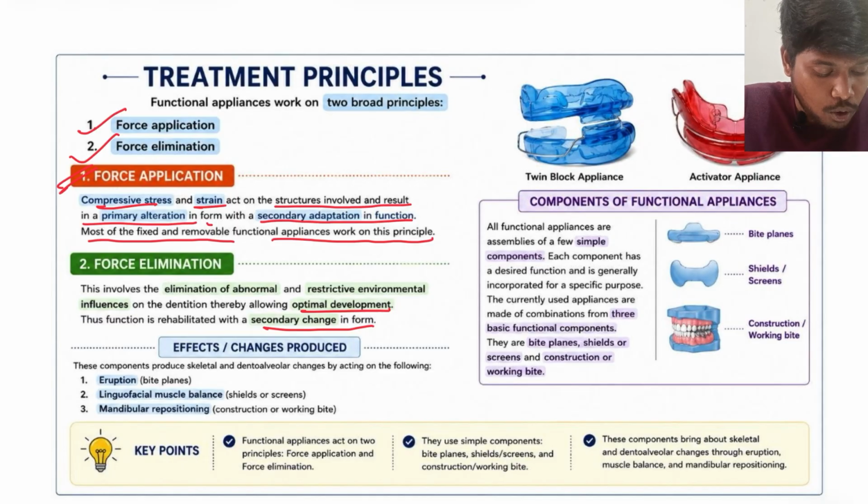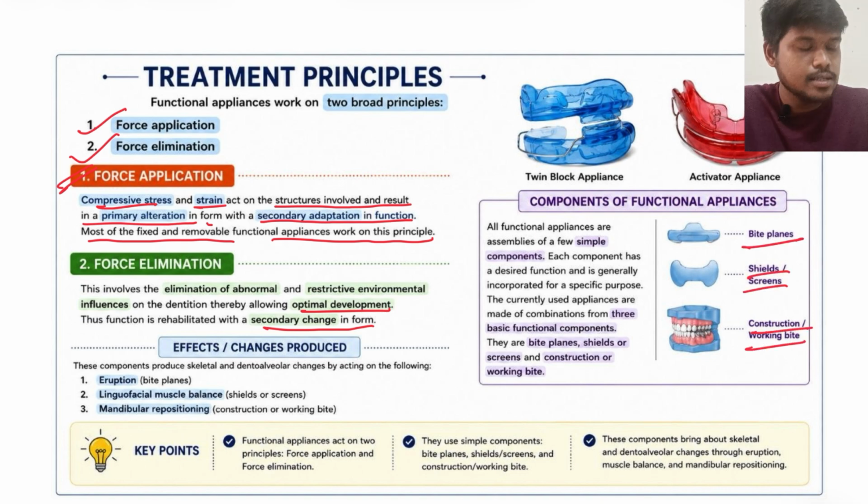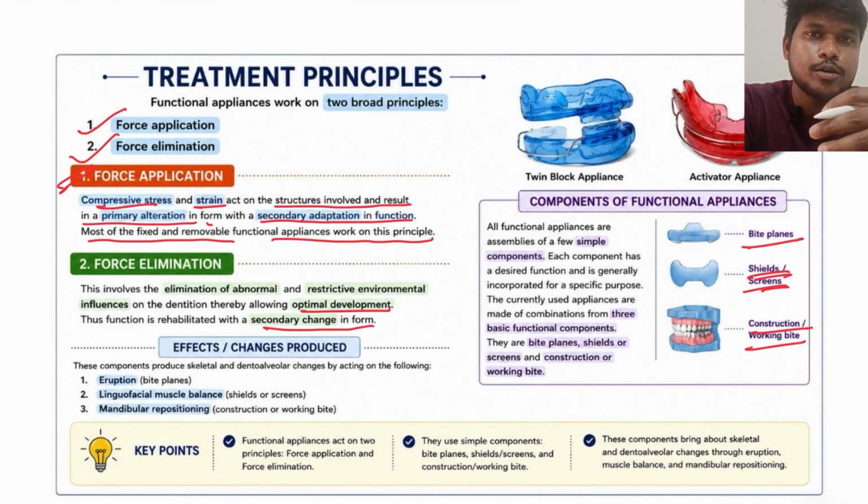What are the components of functional appliances? These are bite plane, shield and screen, construction and working bite. Bite planes are given for the eruption of teeth. Suppose we need to erupt molars, so we will give the bite planes to erupt the molars, to correct the overjet and overbite. So we'll give a shield screen. Shield screen means it's a barrier to eliminate the forces of the musculature.